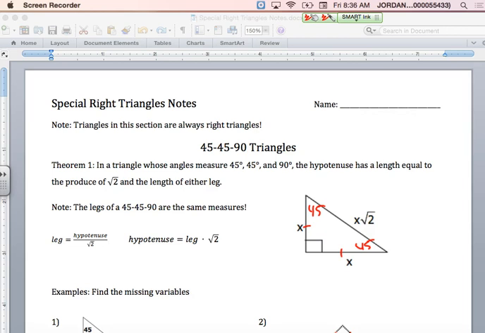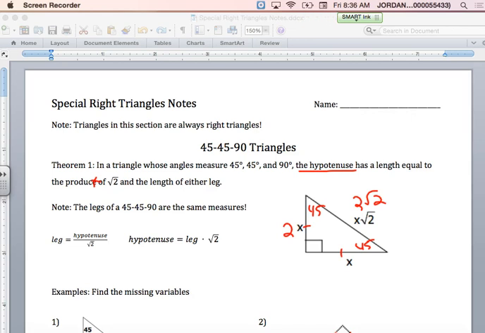Here's the thing that's special about these triangles. The hypotenuse has a length that is equal to the product of the square root of 2 and the length of either leg. So essentially what that means is, if this leg is 2, then we know the hypotenuse is 2 square root of 2. You just take the length of the leg and multiply it by the square root of 2, and that'll give you the hypotenuse.